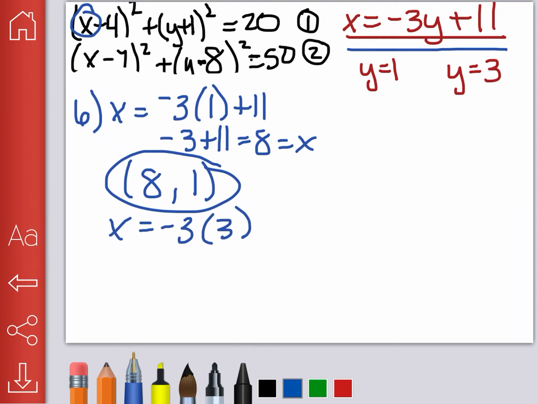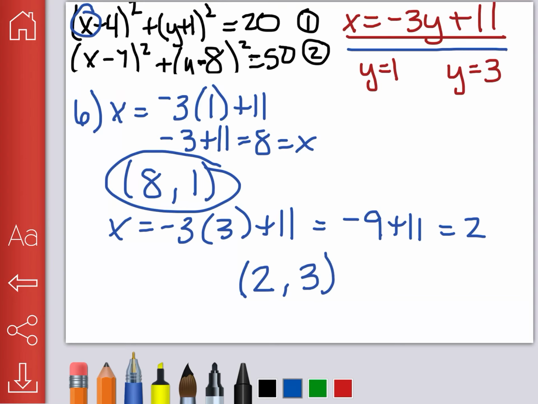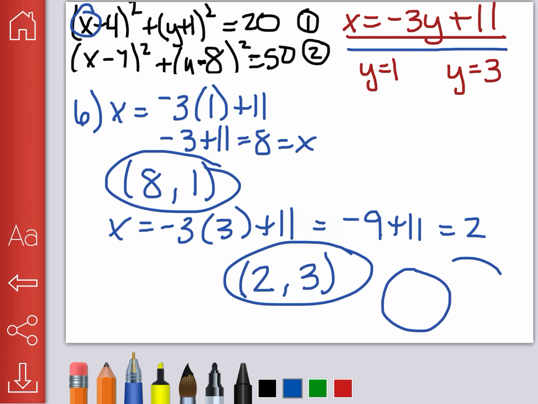So let's do the same thing with 3. So negative 3 times 3 plus 11. So that'd be negative 9 plus 11, which would be 2. So x comma y, your x is 2, so 2 comma 3. So these circles do intersect twice at 2 comma 3 and at 8 comma 1. So hopefully this helps you do those other 5.